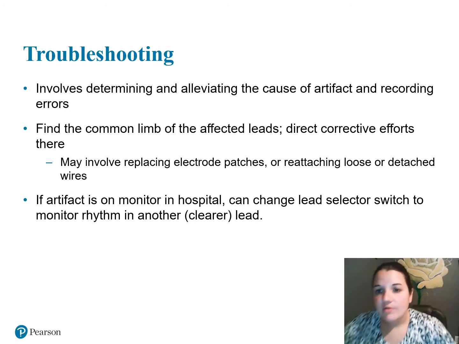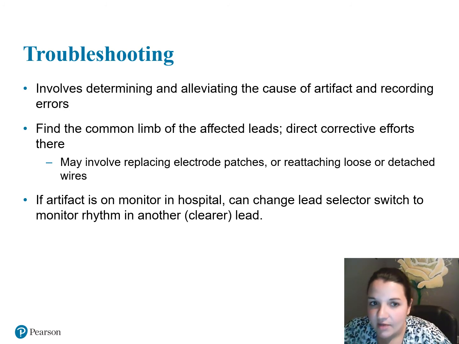Alright, so if we have an artifact, what do we do? How do we troubleshoot? It involves determining and alleviating the cause of the artifact and recording errors. Find the common limb of the affected leads and direct corrective efforts there. This may involve replacing electrode patches or reattaching loose or detached wires. If an artifact is on a monitor in the hospital, you can change the lead selector switch to monitor the rhythm in another, clearer lead.